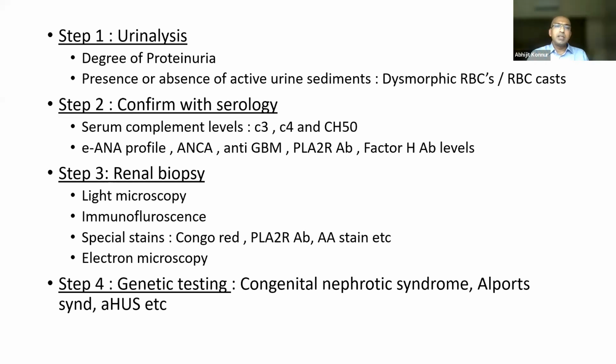Third is to conduct a renal biopsy. A renal biopsy typically has 3 readings. One is the light microscopy, second is the immunofluorescence, and third is to use special stains like Congo red, PLA2Rs, amyloid A antigen stains. And for some of those which require special looks, to send for specialist electron microscopy. And wherever necessary, also to order genetic testing, which is now increasingly being used, like in patients where we suspect congenital nephrotic syndrome or Alport syndrome or atypical hemolytic uremic syndrome.